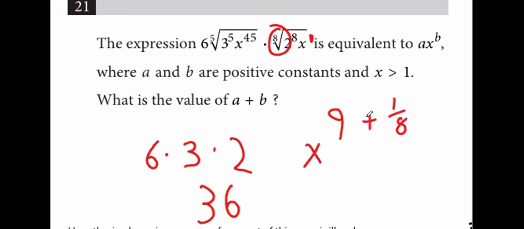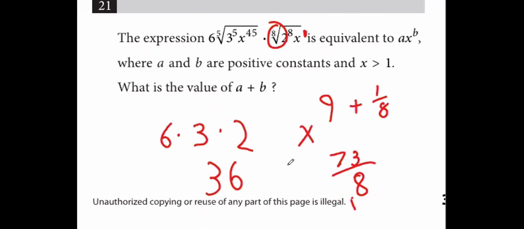So 9 plus 1/8. Well, first we need to find a common denominator. The common denominator of 9 and 1/8 would just be an eighth. So we take 9 and multiply by 8, which is 72, plus 1 is 73 over 8. And we're asked to find a plus b.